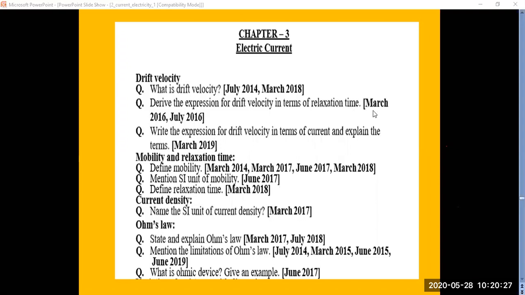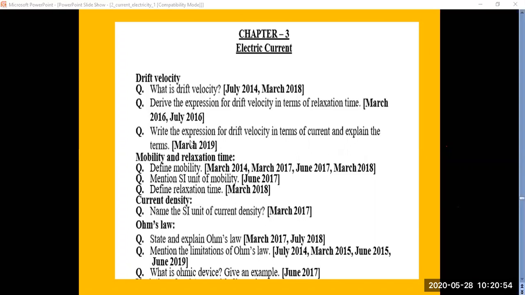So this is asked in March 2016 and July 2016. Here, these questions are from question papers of 2014 to 2019 June. This year's questions I have not added up. We will do that question paper a little later. So drift velocity derivation you have, Vd is equal to I divided by N A e. That derivation should be answered here.